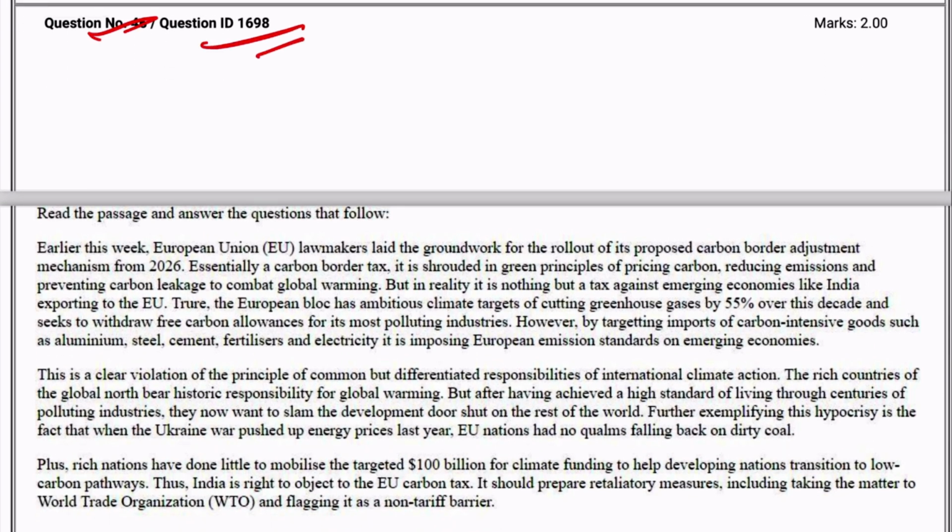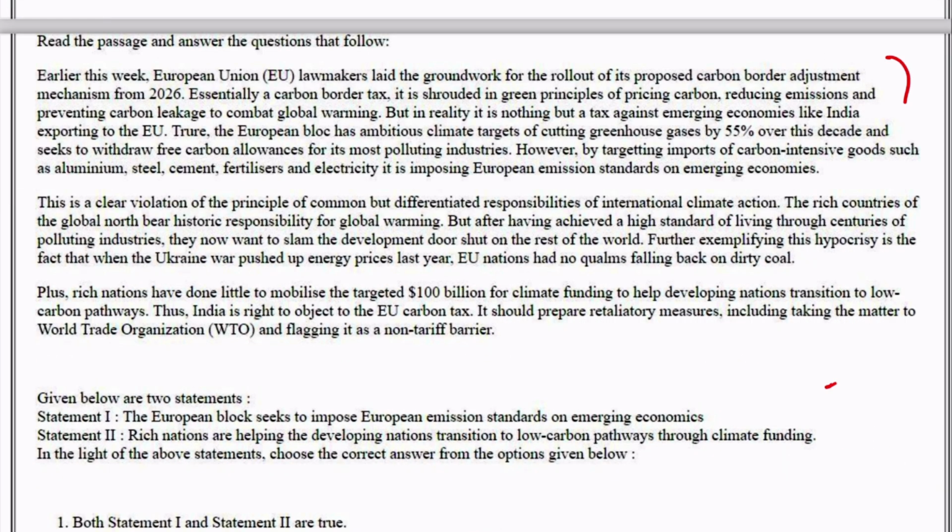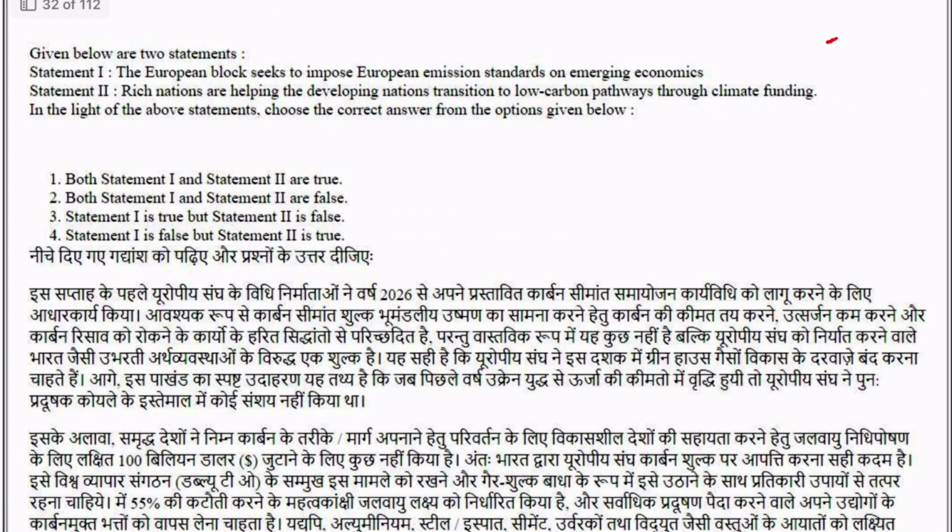Next question number 98. Again the same paragraph. This is 98. Statement 1. The European bloc seeks to impose European emission standards on emerging economies. This is correct. Rich nations are helping the developing nations transition to low carbon. No, they are not helping. So 1 is correct, 2 is false, 3 is the answer.